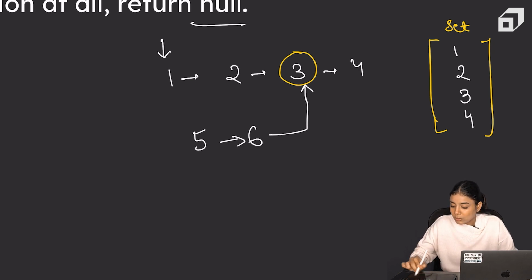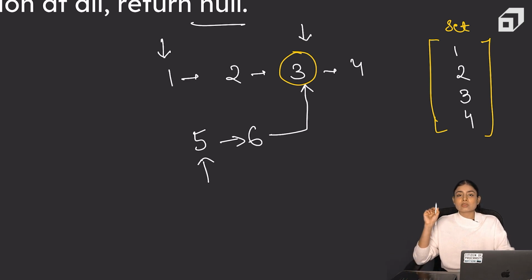Now, once I've done that, I can then traverse the second linked list. While traversing this linked list, I can check if any of these nodes are already present in the set. So I'll check for 5, it's not present, 6 is not present, but when I come to 3, I'll see that it is already present in my set. That means this is my intersection point.